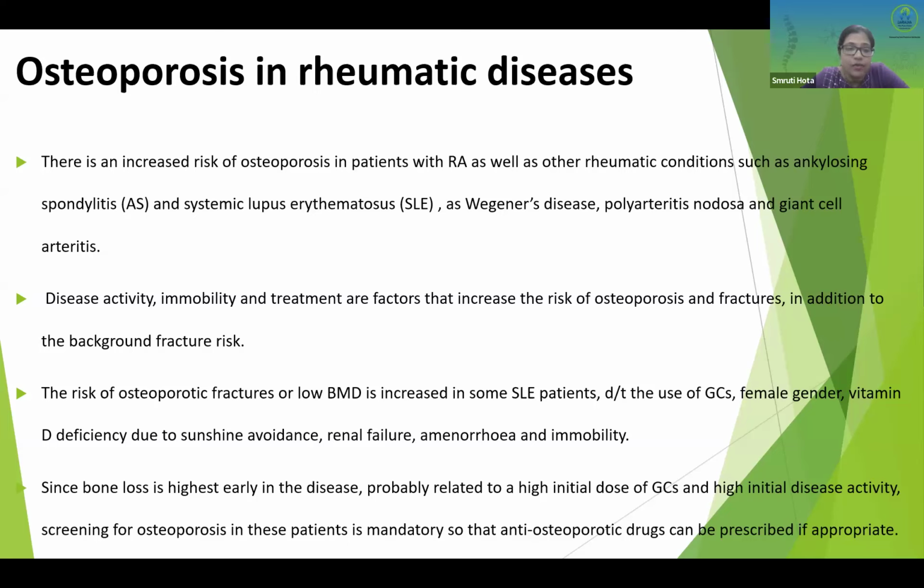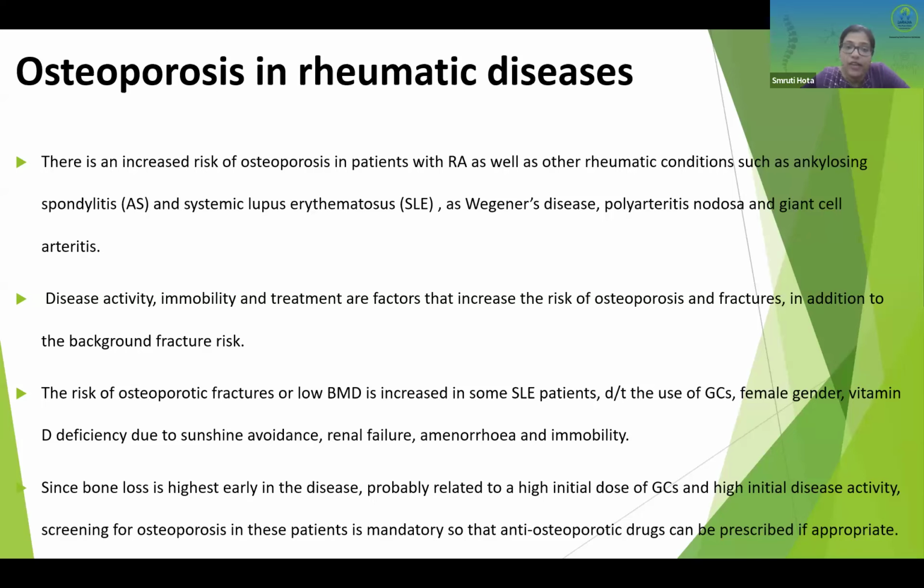Let us take an example of SLE. Here, patients are often young females, yet still experience low bone mass and fracture. Why? Due to long-term steroid use, vitamin D deficiency, often from sun avoidance, amenorrhea, renal impairment, and reduced physical activity. Most important, bone loss is most rapid early in the disease course, likely driven by high disease activity and the use of high-dose steroid at diagnosis. That means early screening is not optional, it is essential for this kind of patient.